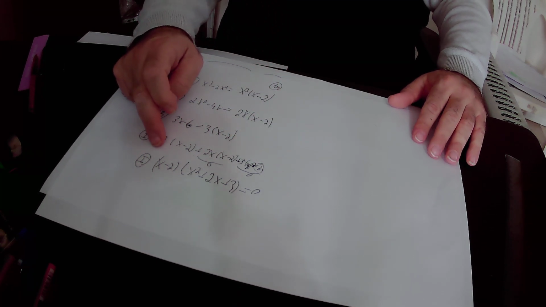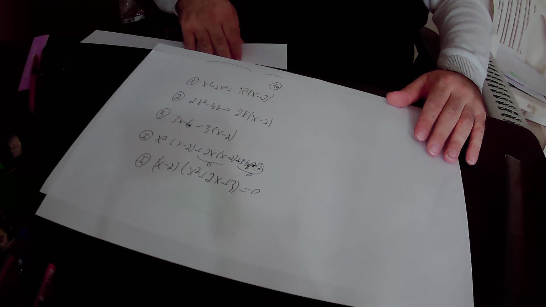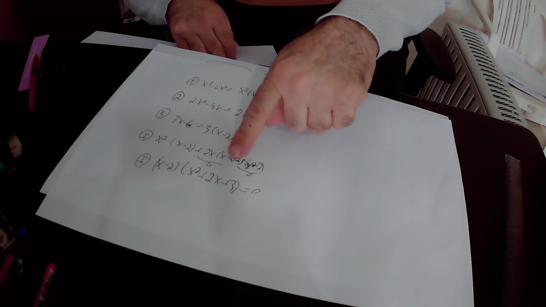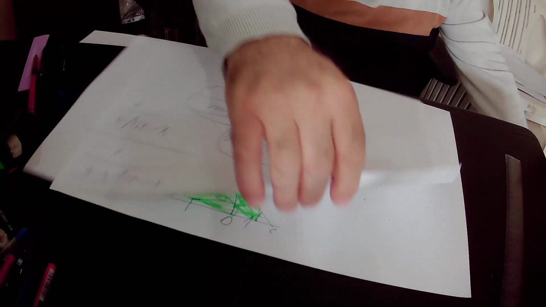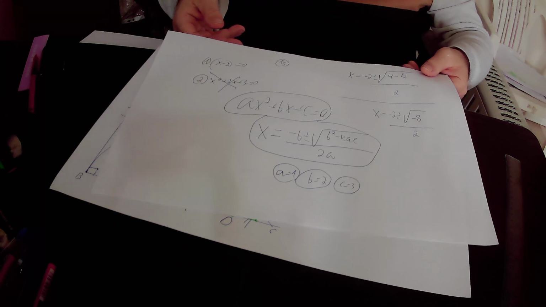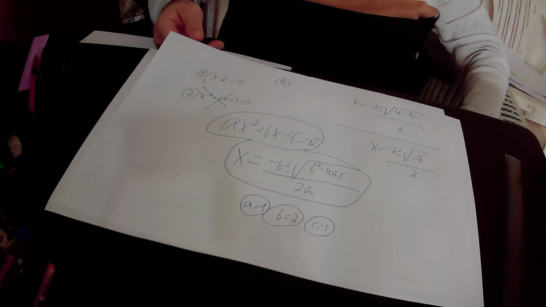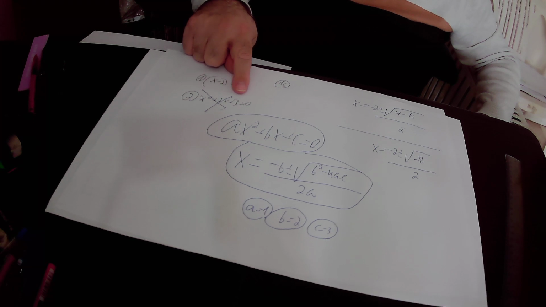Here we have 2 solutions to equation number 1. The first solution is x minus 2 equals 0, and the second solution is the quadratic equation x squared plus 2x plus 3 equals 0. We actually focused on the second solution, the quadratic equation x squared plus 2x plus 3 equals 0.